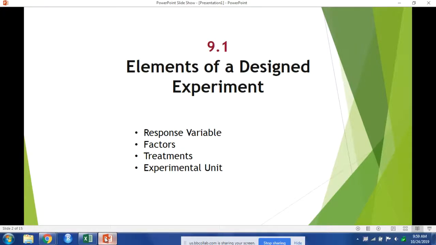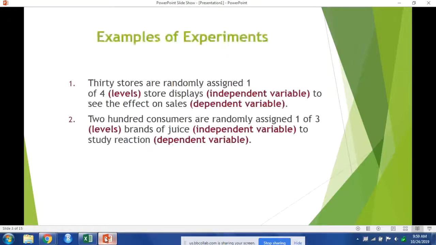Factor levels are the values of the factor used in the experiment. The treatments of an experiment are the factor level combinations used. An experimental unit is the object on which the response and factors are observed or measured.